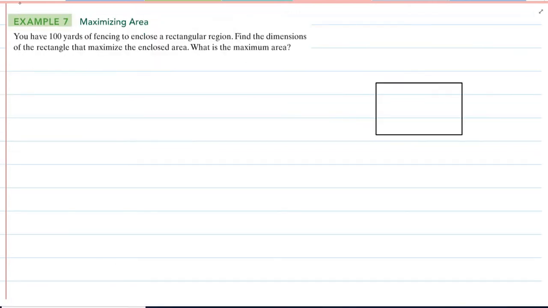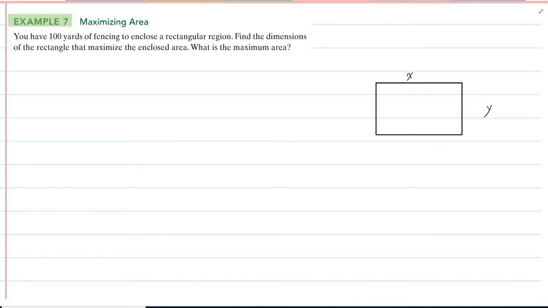Example 7, maximizing area. Most of the time when we see these application questions, right away you think, oh, I cannot do it. So make sure you have the willingness to figure it out. It says you have 100 yards of fencing to enclose a rectangular region. I have a graph right here. Find the dimensions of the rectangle that maximize the enclosed area, and then find the maximum area. So the idea is you find the dimensions, then you find your area.